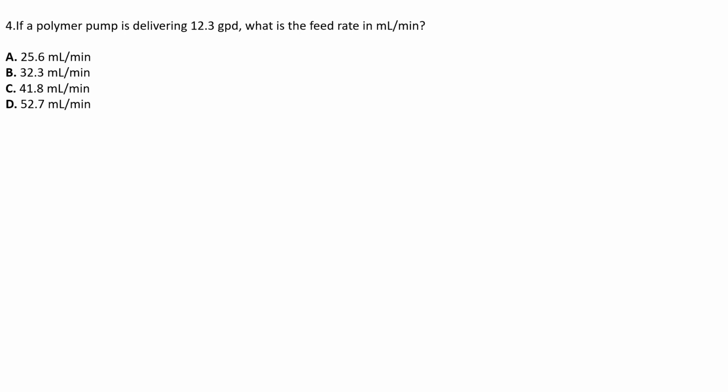Question 4. If a polymer pump is delivering 12.3 gallons per day, what is the feed rate in milliliters per minute? A, 25.6 milliliters per minute, B, 32.3 milliliters per minute, C, 41.8 milliliters per minute, or D, 52.7 milliliters per minute?